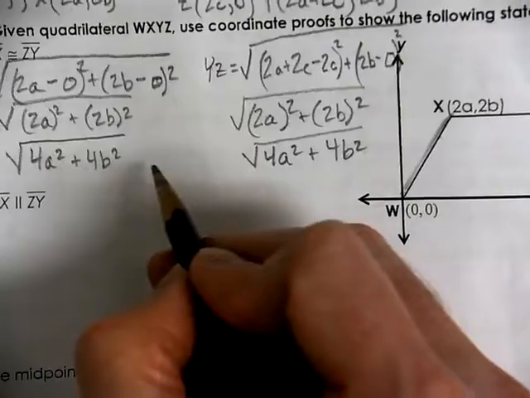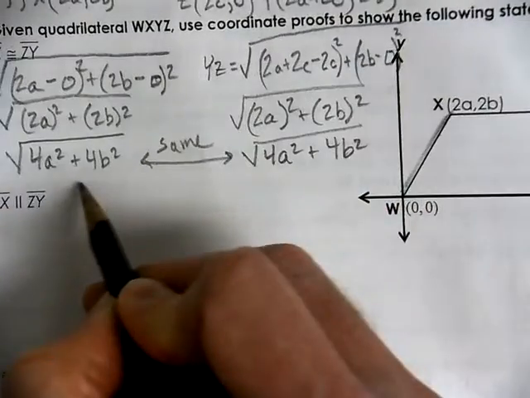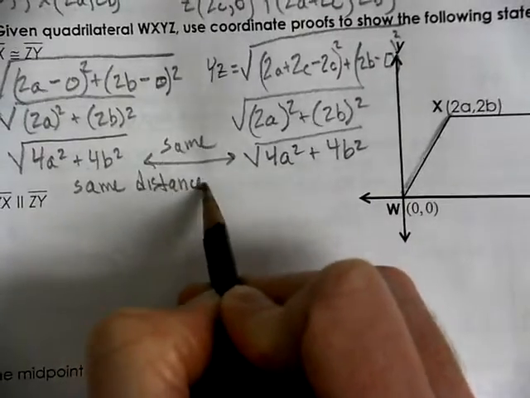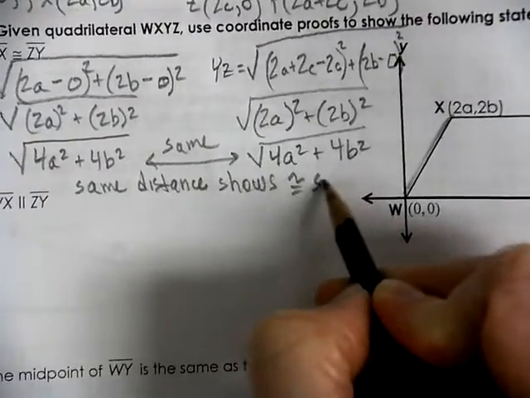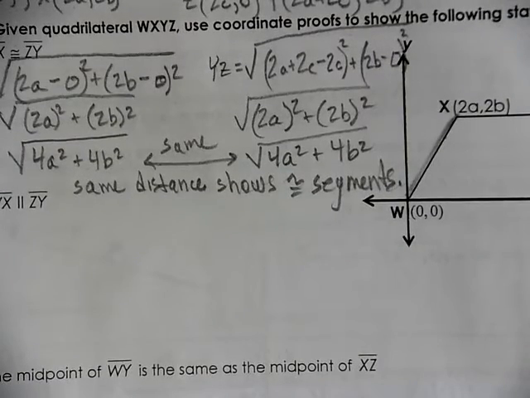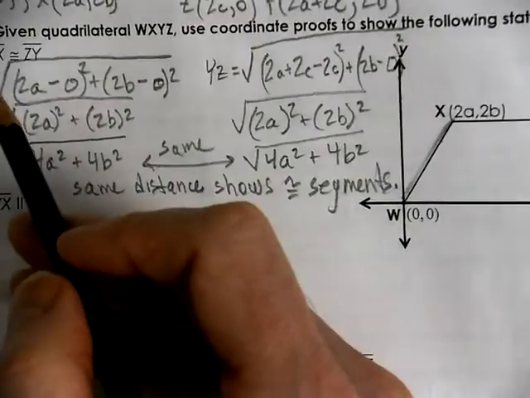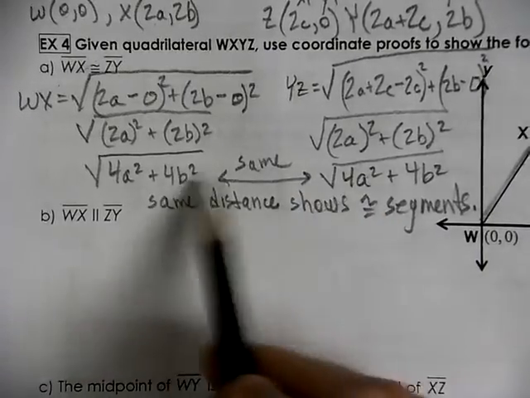And we notice that our distances are the same. Same distance shows congruent segments. The same distance shows that two segments are congruent. So did we show the segments are congruent like they asked us to up here? The answer is yes, because our distances were the same.